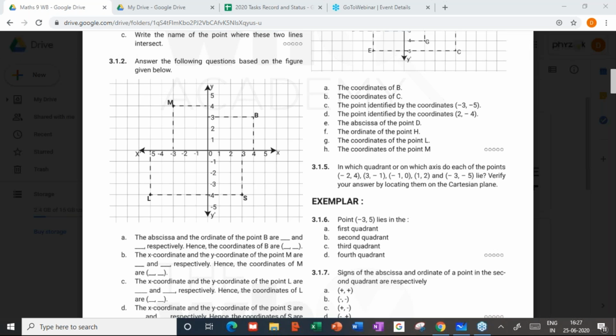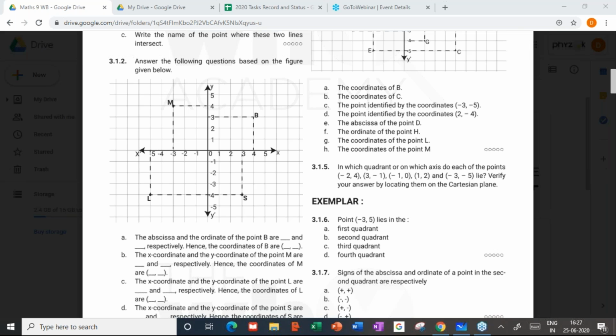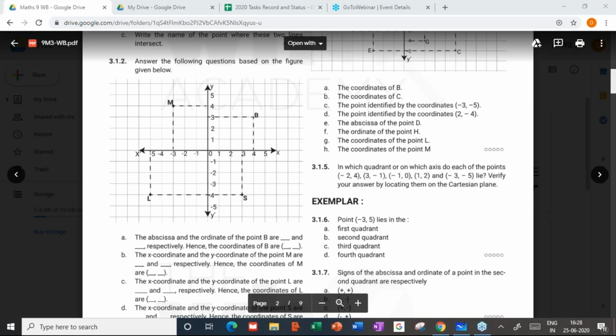Okay, so always see the horizontal line, then see the vertical line. So what will be the coordinate of M? -3. You always see x first. -3 is the point on the x-axis and 4 is the point on the y-axis. So the point is -3 comma 4. Yes, Aditya, you had a doubt? Tell me.